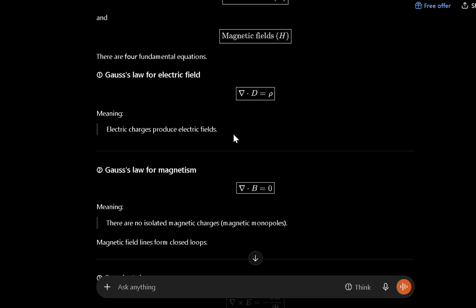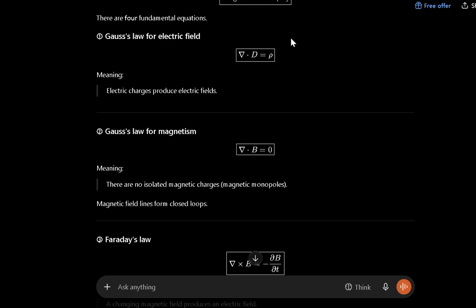Here this represents the net electric flux. Electric charges produce electric field. If a net electric flux is outward, the charge is positive. We will know it later.